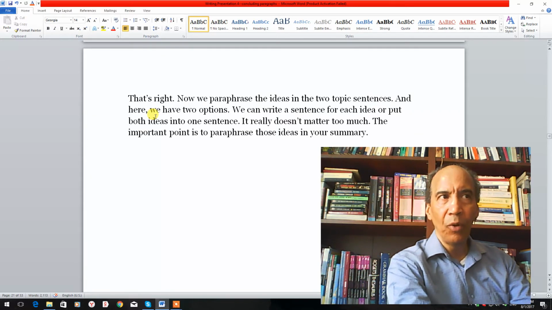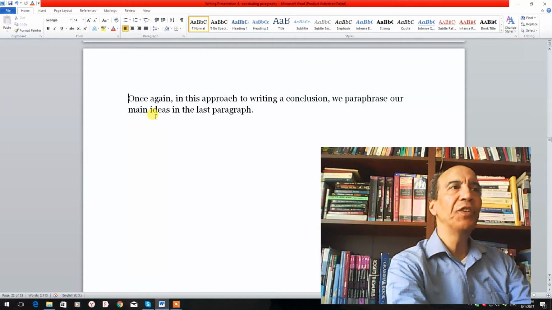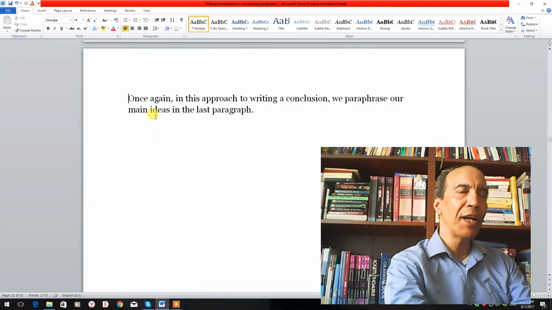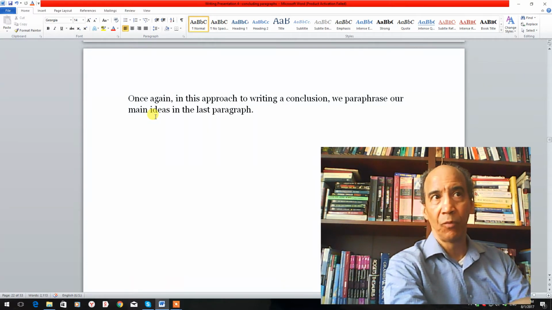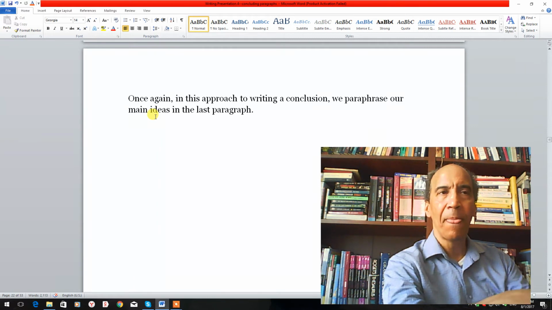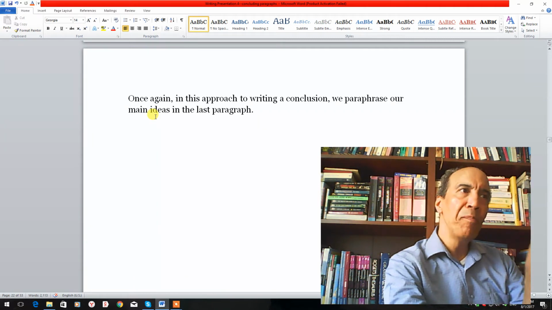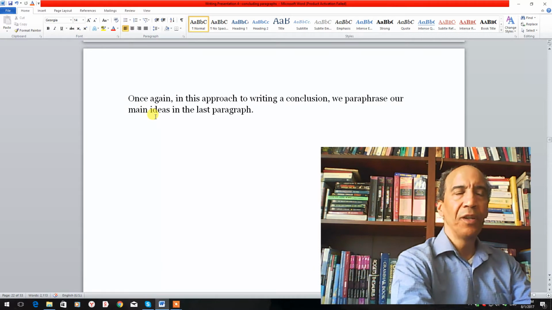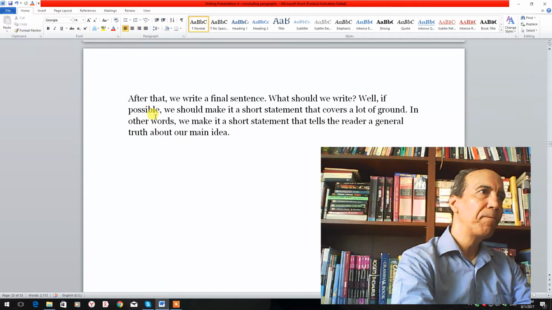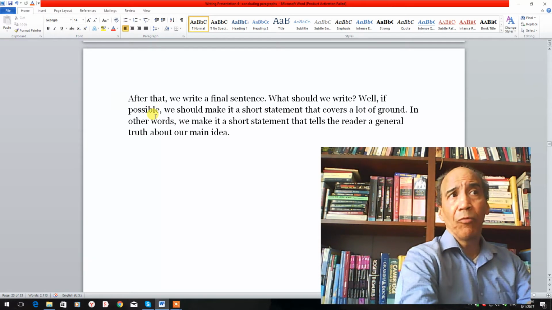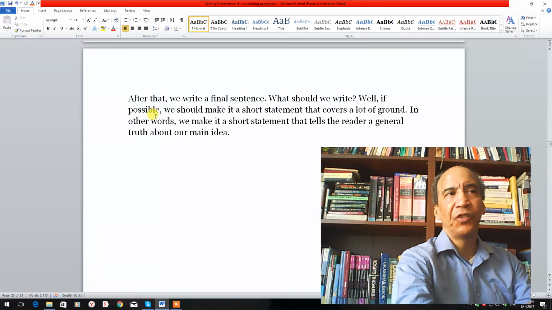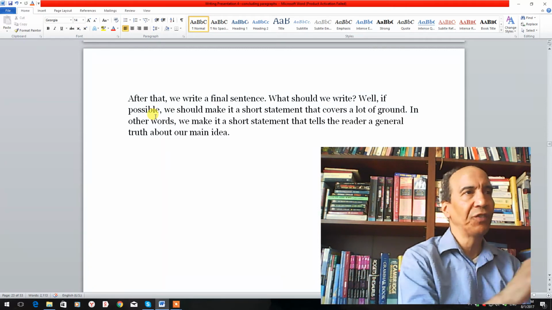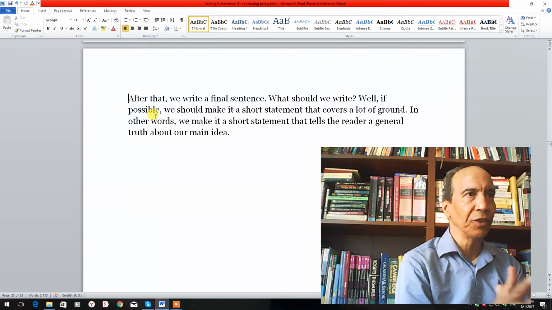The important point is to paraphrase those ideas in your summary. Once again, in this approach to writing a conclusion, I call it a direct summary, we paraphrase our main ideas in the last paragraph. After that, we write a final sentence. And this is the sentence that's going to end the conclusion.